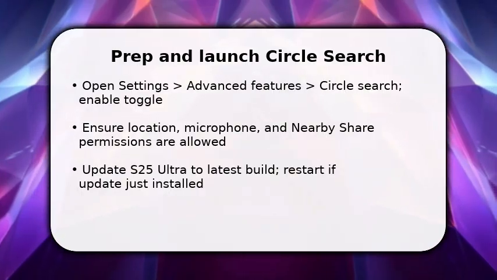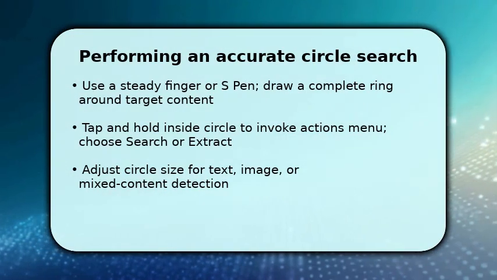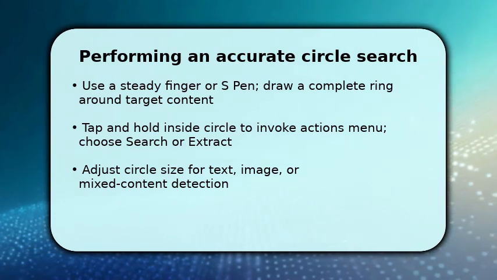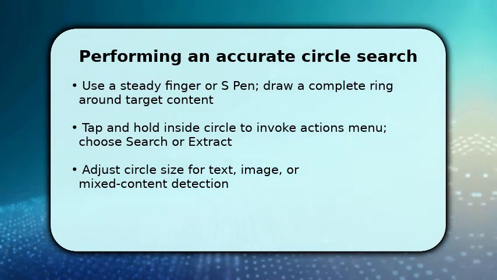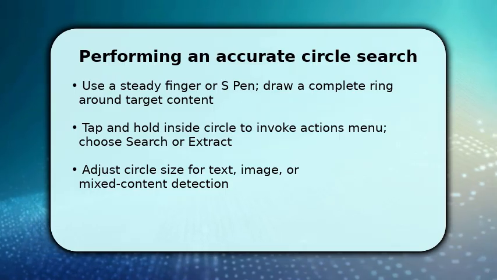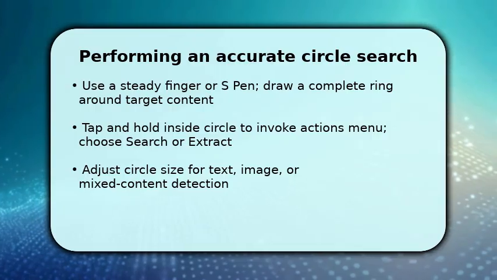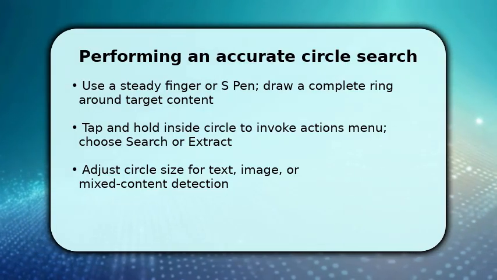Doing this now ensures that you draw the circle deliberately around what you want. A steady S-Pen stroke yields the best detection, and the system analyzes inside the ring for images, text, or objects. Once you lift your finger, tap and hold inside the circle to summon the Actions menu. Choose Search to query web results or Extract to pull text.